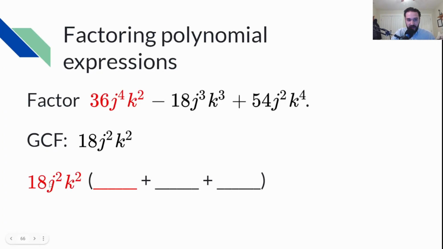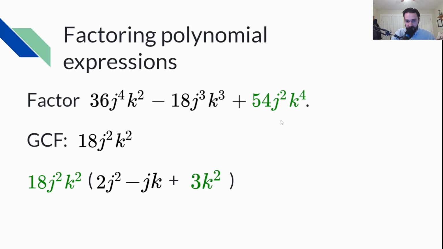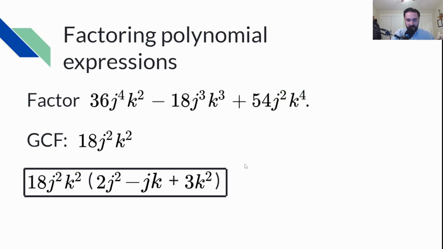18j squared k squared times what equals 36j to the fourth times k squared? The answer is 2j squared. Next, we ask 18j squared k squared times what equals this? And the answer is negative jk. Lastly, we ask in green here, 18j squared k squared times what equals 54j squared k to the fourth? The answer is 3k squared. So this is my final answer.